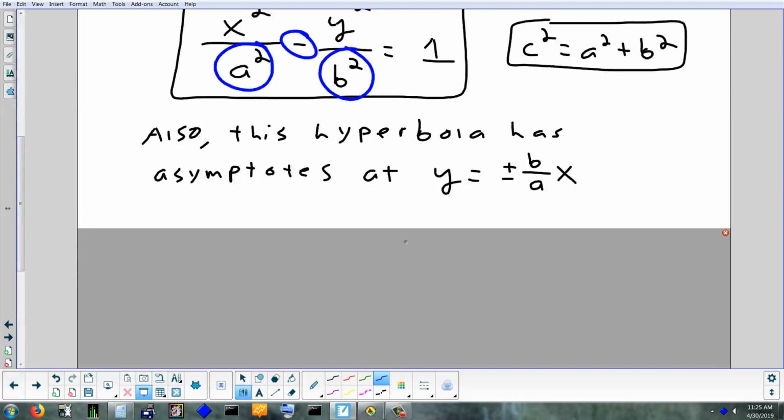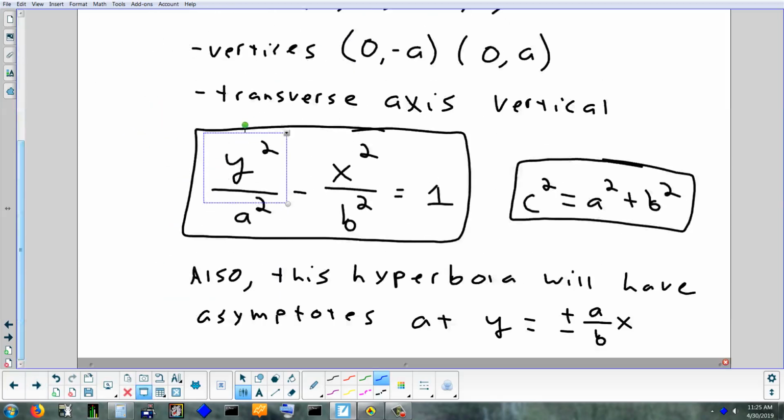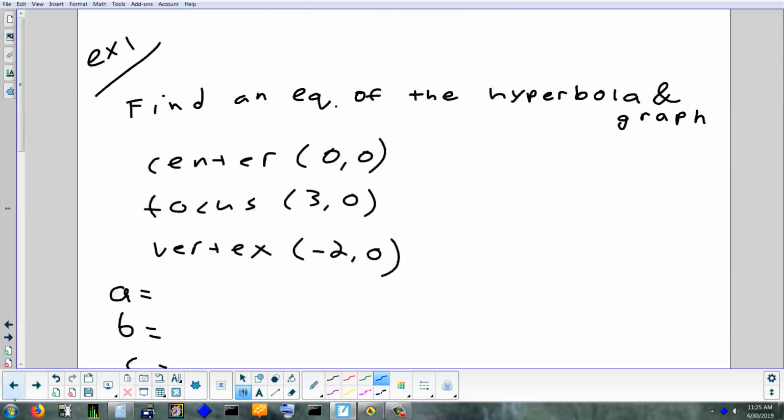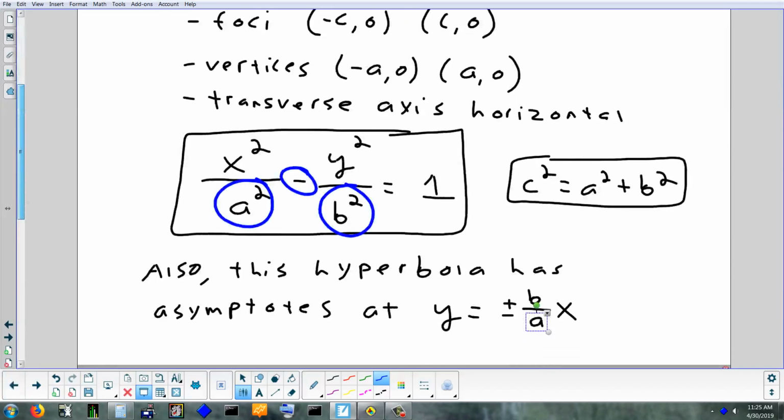Now, in this case, it's b over a. When we do the next case, it's a over b. It flips. So how can you remember which way is which? Well, I'll show you how I remember. When it's horizontal, and this one doesn't really help as much, but the next one does. When it's horizontal, it's b over a. When it's vertical, it's a over b.